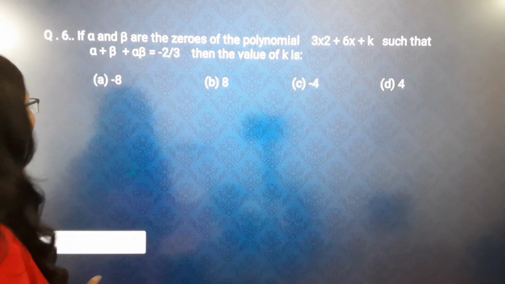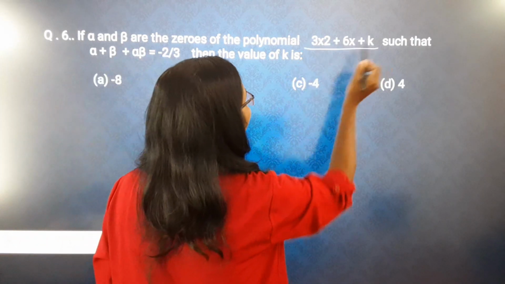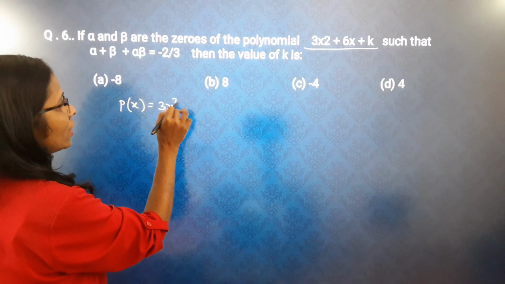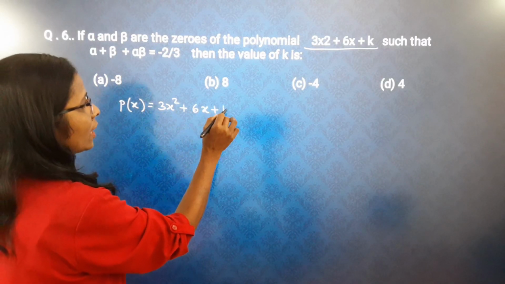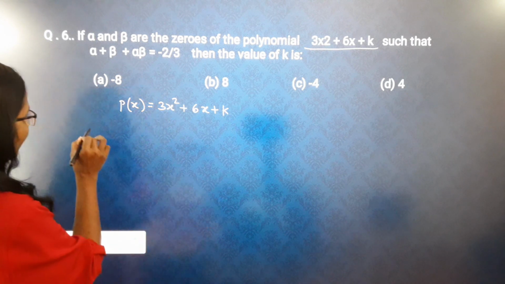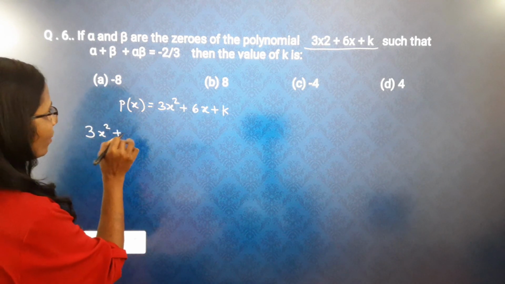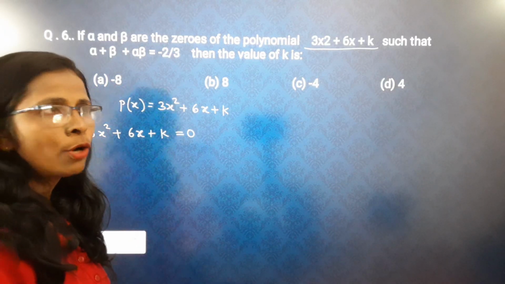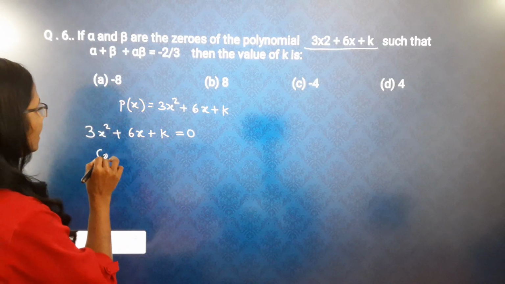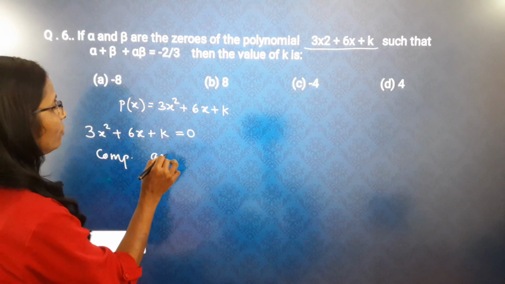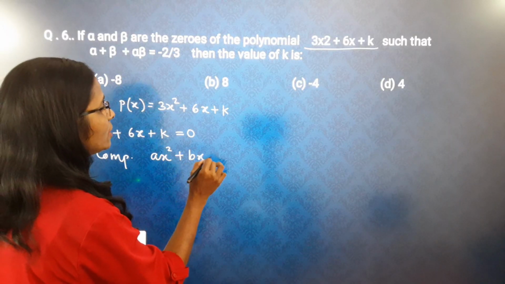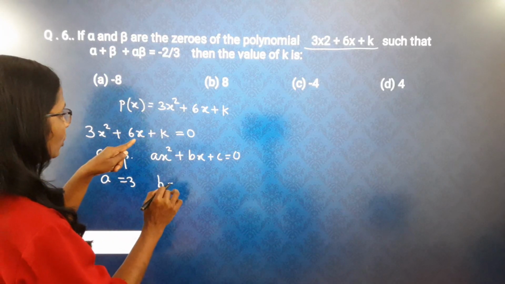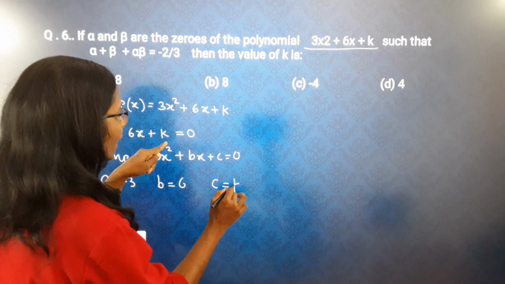First, write down the given polynomial, students. So the given polynomial is 3x square plus 6x plus k, so I write p of x is equal to 3x square plus 6x plus k. Now you are familiar with this, we write directly 3x square plus 6x plus k is equal to 0, which is in the quadratic equation form. So now we compare this equation with the general form of the quadratic equation ax square plus bx plus c is equal to 0. So here a is equal to 3, b is equal to 6 and c is equal to k, students.